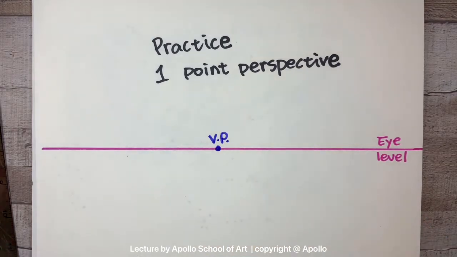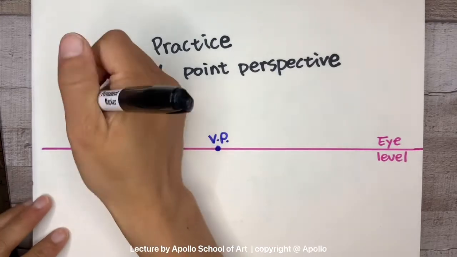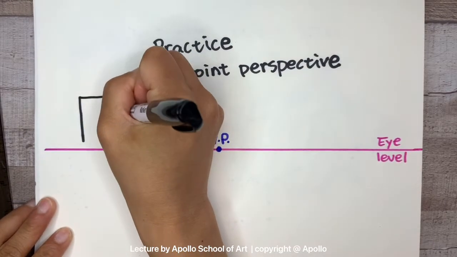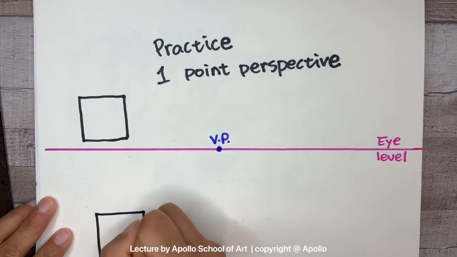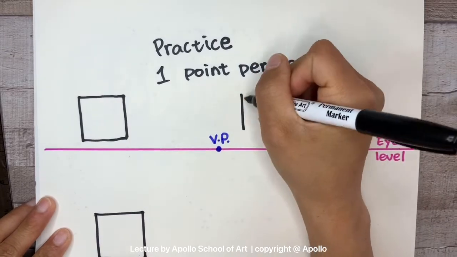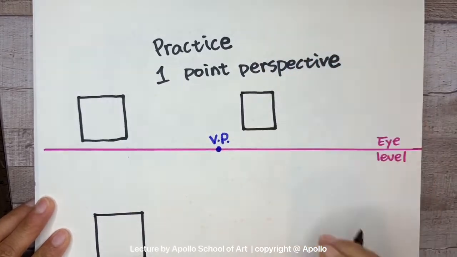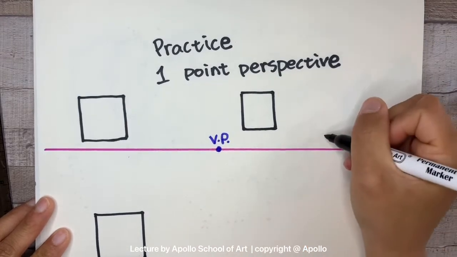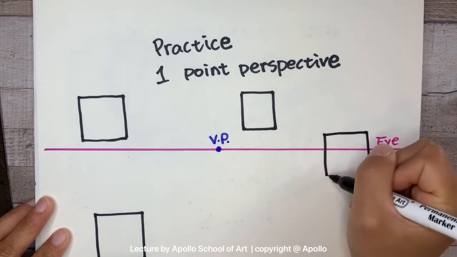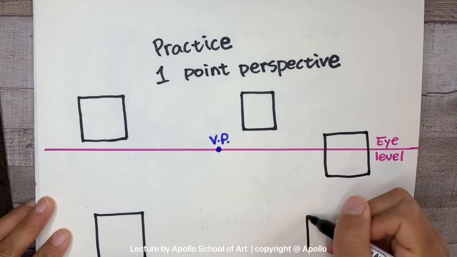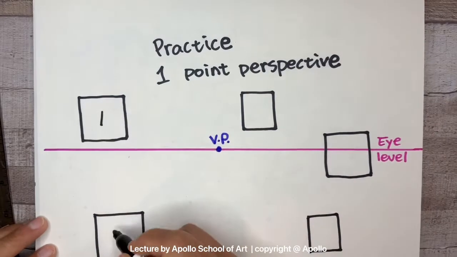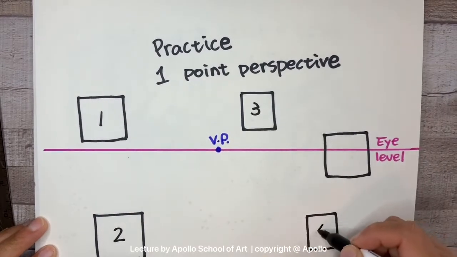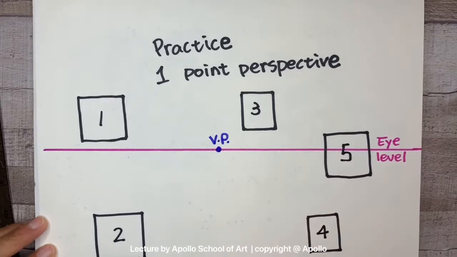Okay, then you're going to find 5 boxes everywhere around. Sometimes it's below, sometimes very close to the vanish point. The size could be different, and I want one on the eye level. So I want you to practice 1, 2, 3, 4, 5 boxes.